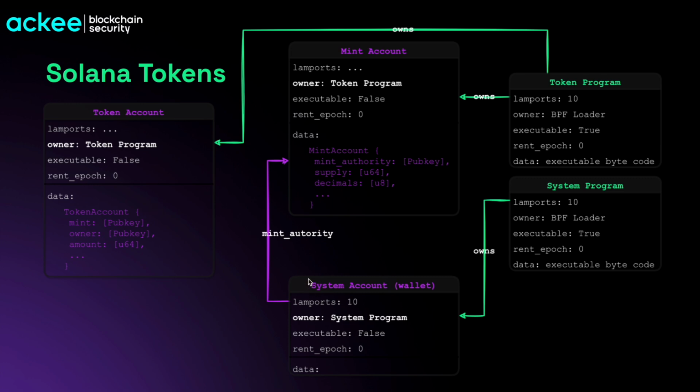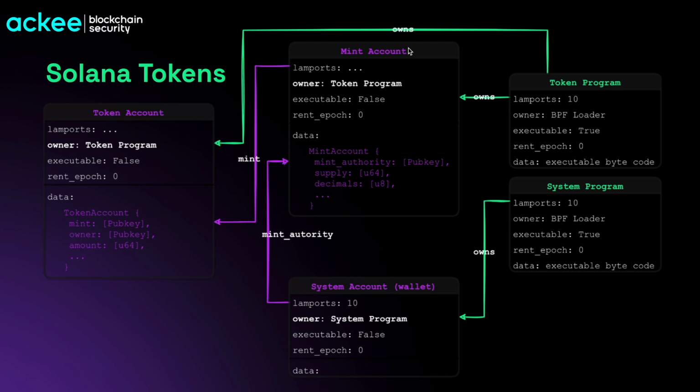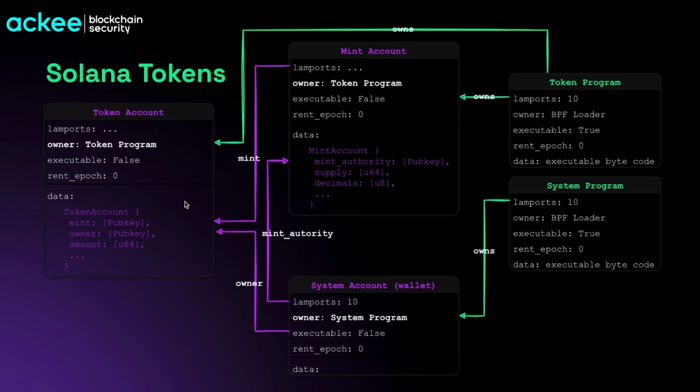So let's say our wallet will ask the mint account, look, let's create a token account. This token account will be for me, and I will want you to mint some amount of tokens that will be stored in that token account for me. So let's just say the mint account then calls mint on the token account, and our wallet is an owner. So now we can see that our wallet is the owner of this token account, and the mint account minted some amount of tokens into this token account.